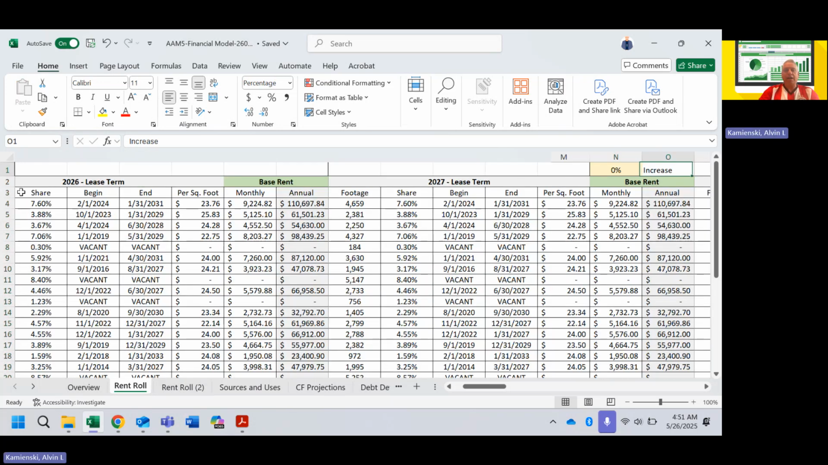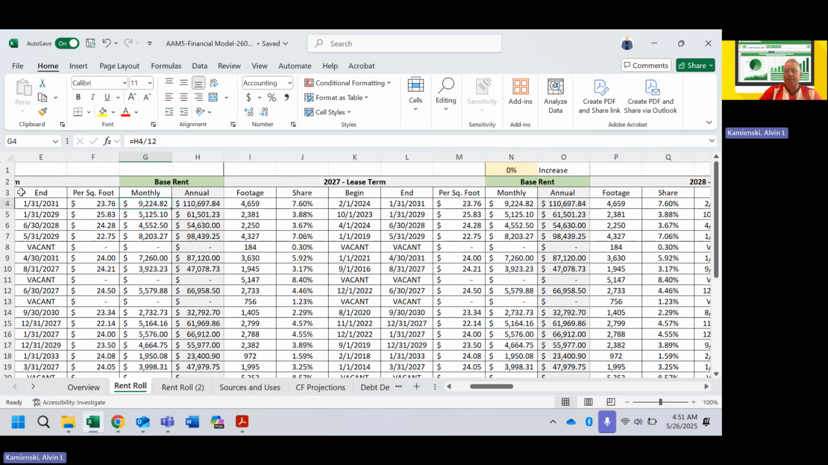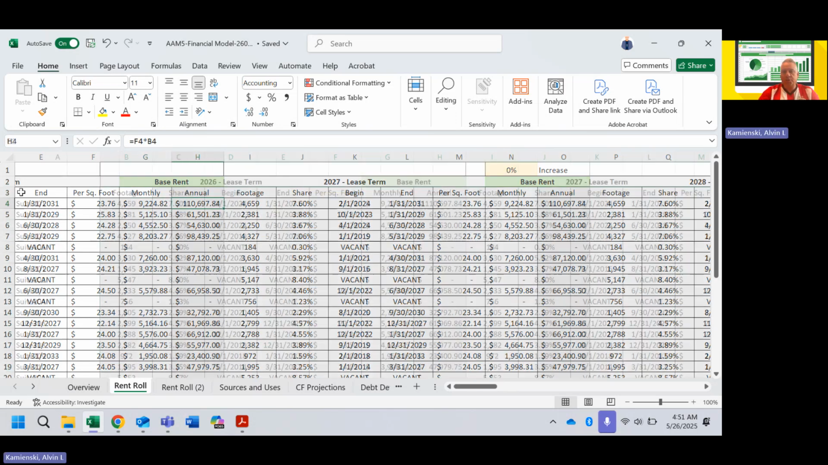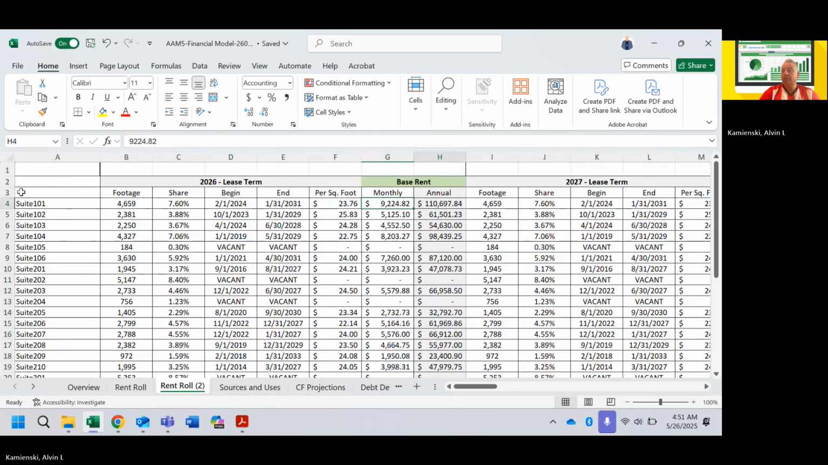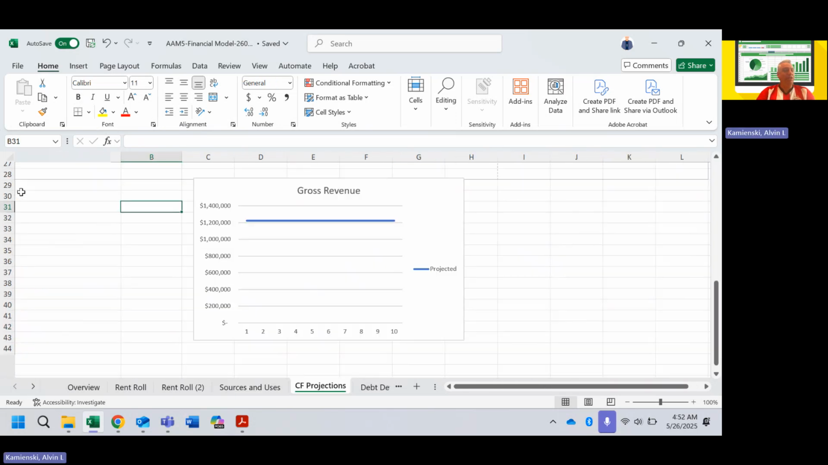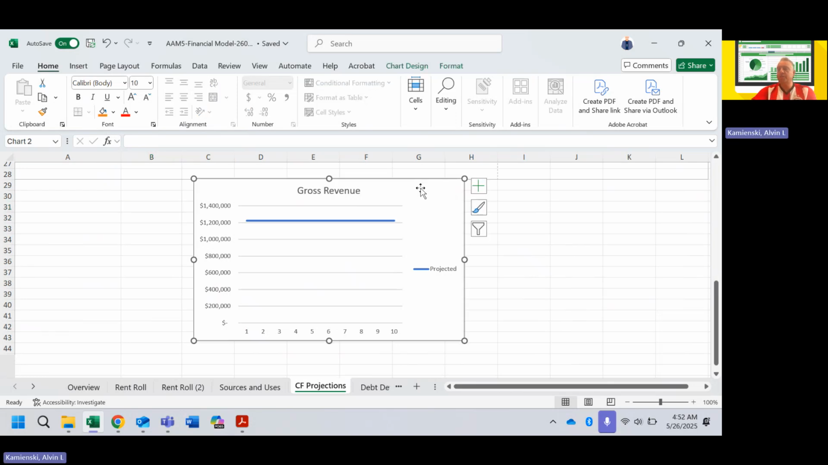Because you know this, on rent roll, when I look at this number right here, those are formulas, aren't they? When I'm on my natural rent roll, those are formulas. When I go to rent roll 2 now, what are those? They're just values now. You're following. Okay? Here's where the magic comes in. Now go back to your cash flow projections and go to this graph.